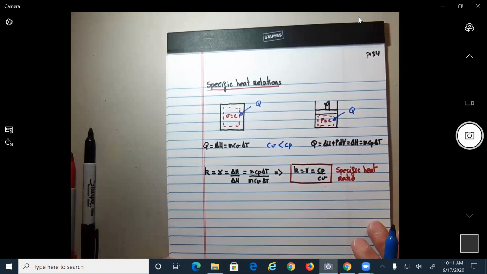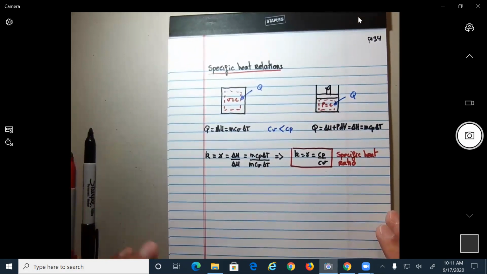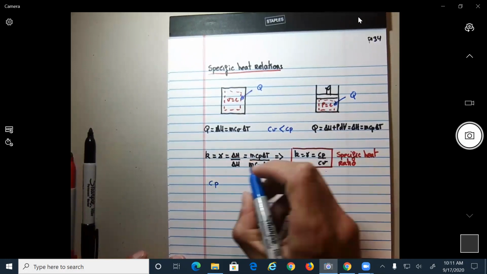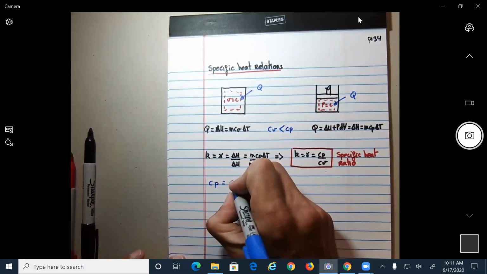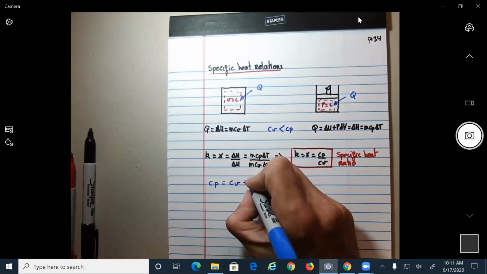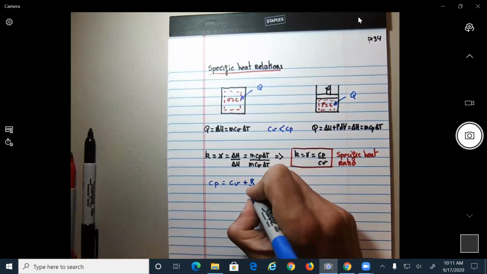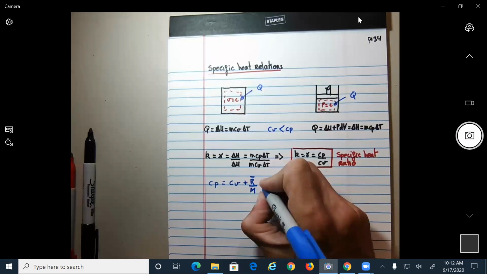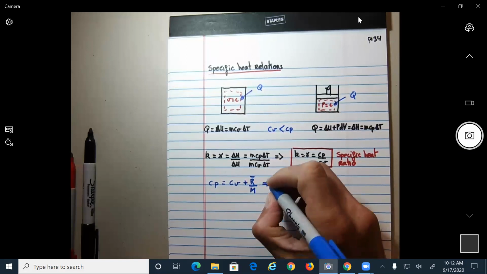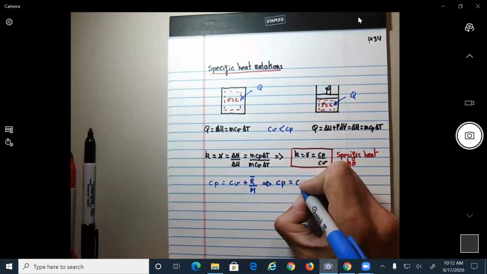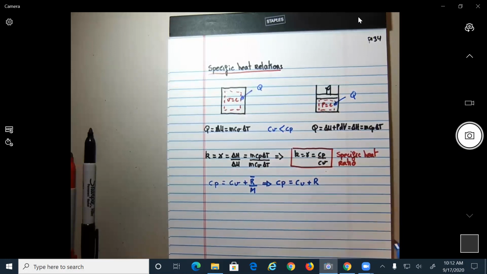Okay, so again, if I do the derivation, but I'm not going to do the derivation, the relation between the Cp and the Cv, where we say that the Cp needs to be higher than the Cv, is actually equal to what? It's equal to Cv plus R bar over M, where R bar is the universal gas constant, so this gives you that Cp is equal to Cv plus R, okay?